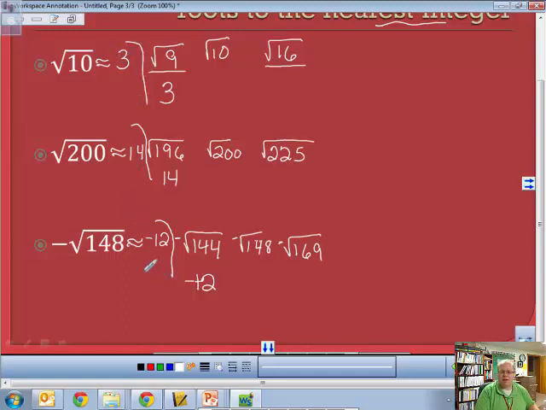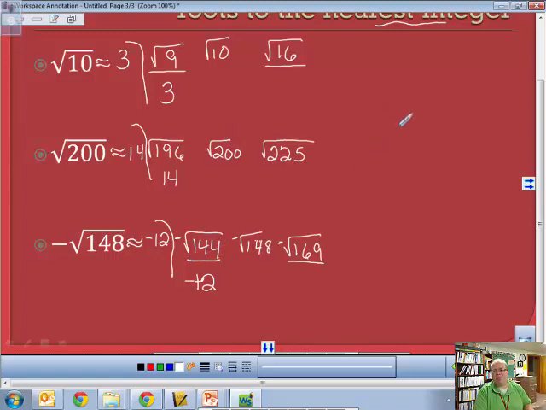So when I look at this, I know it's negative because I'm telling you it's negative. Here, it could be positive or negative. But remember, all you want to do is find what perfect squares it sits in between. Then I usually will write it in the middle, and then I want to determine, is it closer to this perfect square, or is it closer to this perfect square? All three examples have been closer to the first number, but that's not always going to be the case.